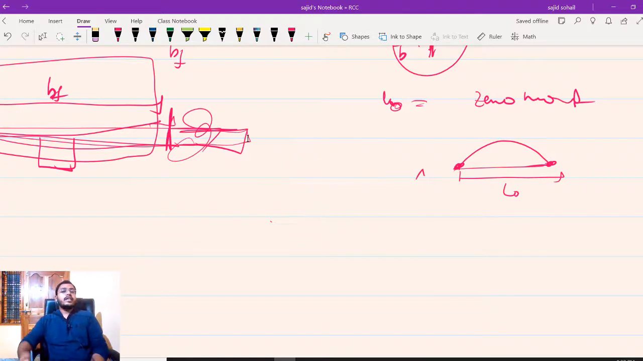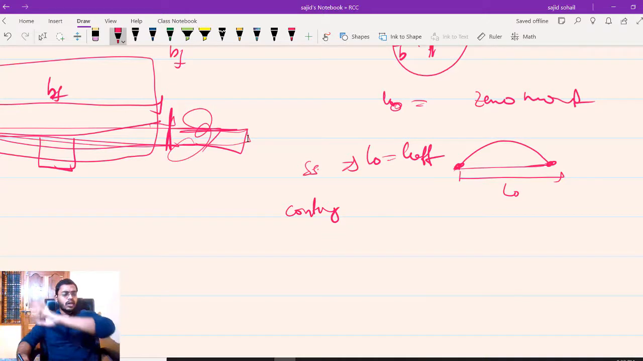No need to worry. If you don't know, you need not calculate as per your SOM concept, draw BMD, all this nonsense is not needed. For simply supported beams, your L naught is taken as L effective, as you can see. And for continuous beams, only two beams come. In your R.C.C, you have simply supported or continuous mostly. Okay, you can also have cantilever, but it is very rare. Basically simply supported or continuous. L naught will be taken as 0.7 times of your L.